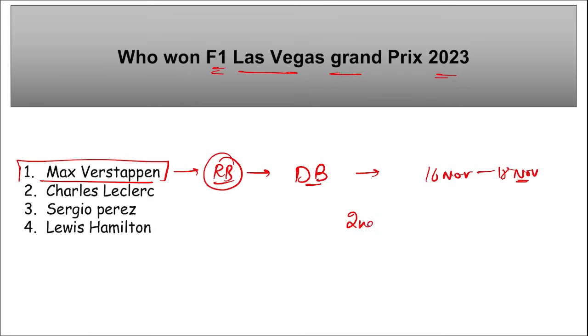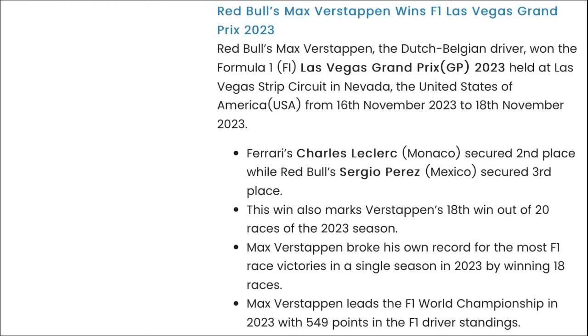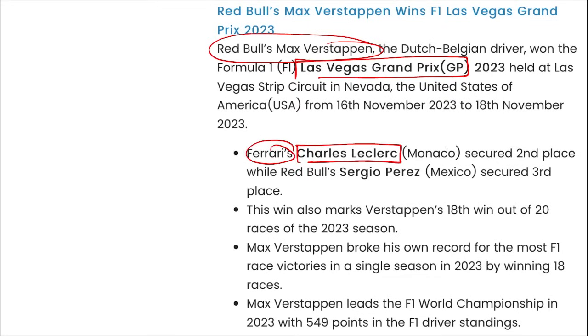Who secured second position here? Charles Leclerc. He drives for Ferrari and he is from Monaco. And on third position was Sergio Perez. He drives for Red Bull and he is from Mexico. Right? So here you can see Max Verstappen won this Las Vegas Grand Prix, and Charles Leclerc, who drives for Ferrari, he is from Monaco, secured second position, and Red Bull's driver Sergio Perez, who is from Mexico, secured the third position here.